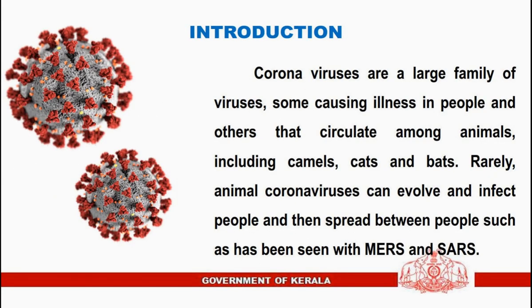Coronaviruses are a large family of viruses, some causing illness in people and others that circulate among animals, including camels, cats and bats. Rarely, animal coronaviruses can evolve and infect people and then spread between people, such as has been seen with MERS and SARS.